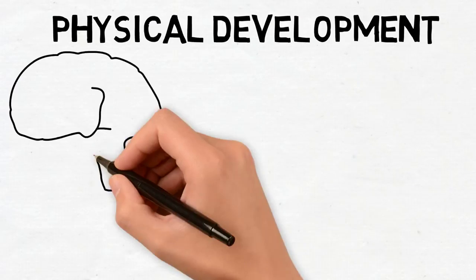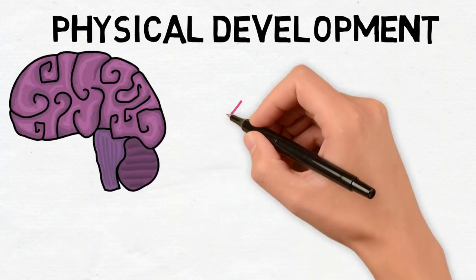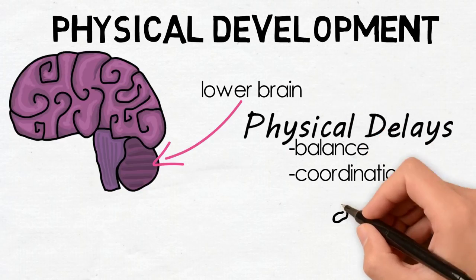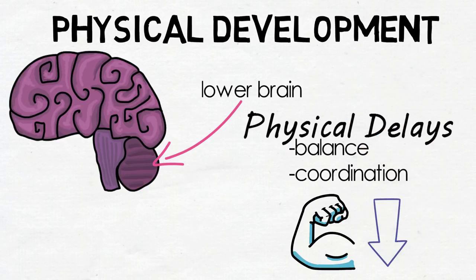ASD affects the lower brain, which is responsible for balance and coordination. Therefore, children with ASD often face physical development delays. They also have low muscle tone and affected fine and gross motor skills. As such, it makes smooth changes and transitions from one movement to another very difficult for children with ASD.